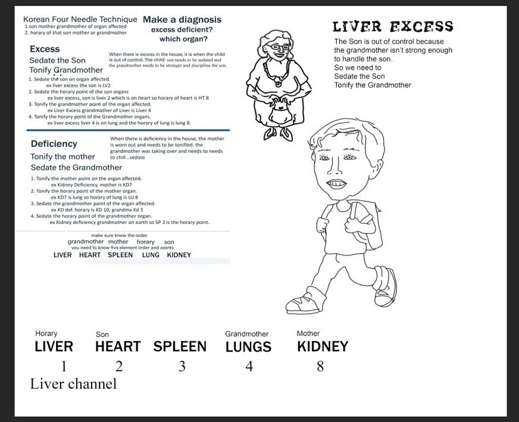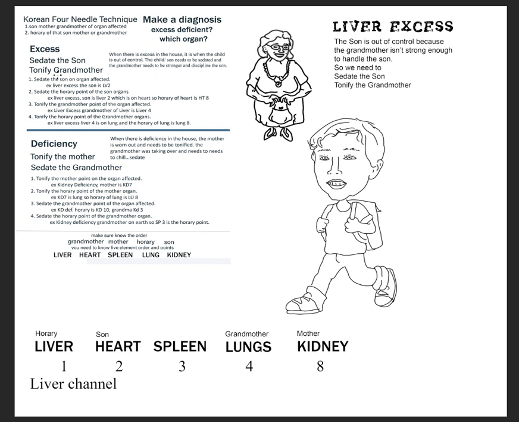This is the Korean 4-needle technique explained. First, I wrote it out. On the left top is a printout that explains it. I'm going to go over it the way it's explained on the printout. First, you need to know if it is excess or deficient and which organ. You need to know the Hore points on each channel and what that means.